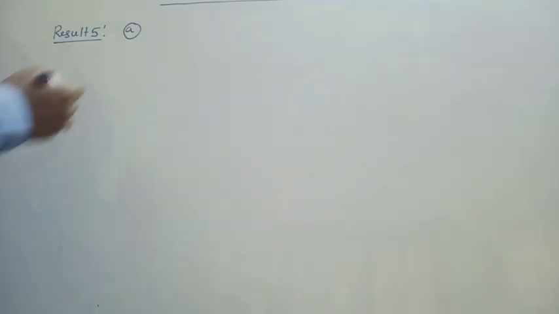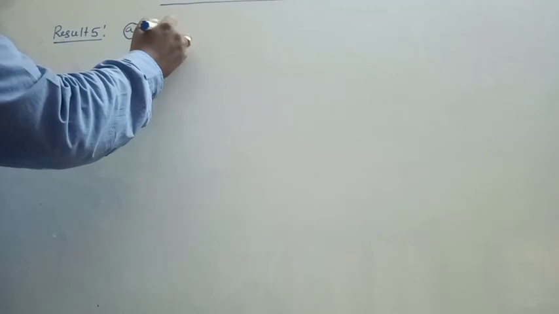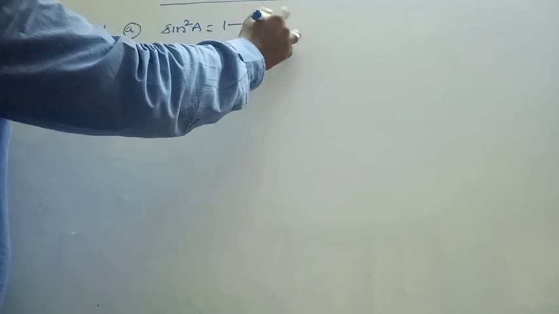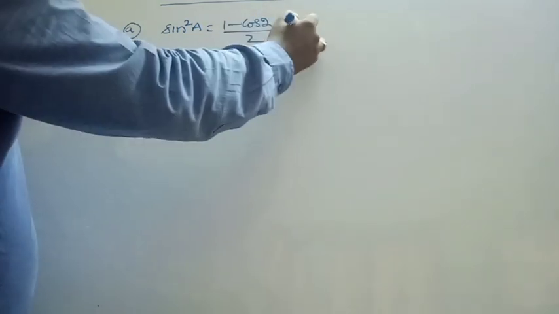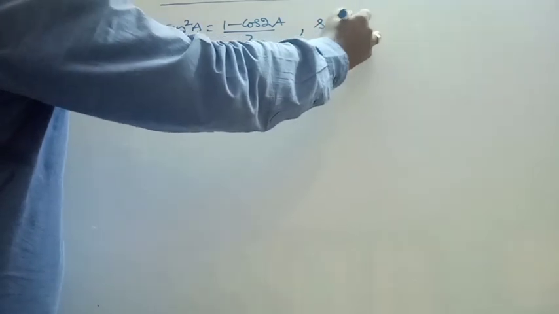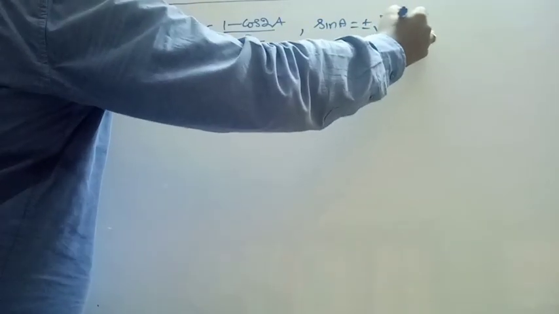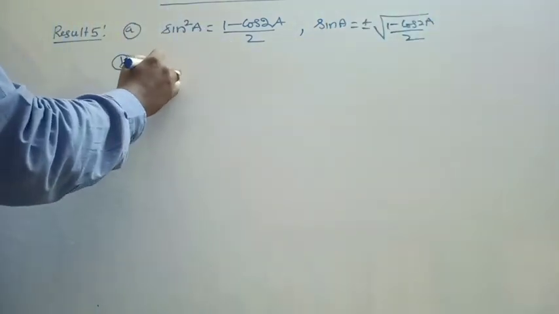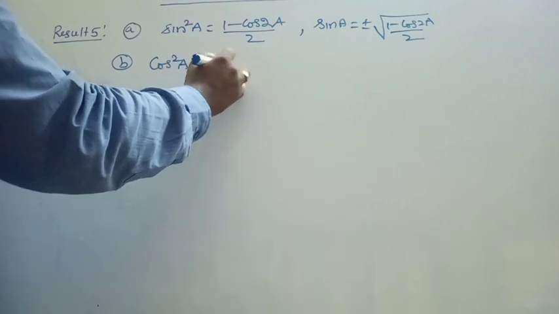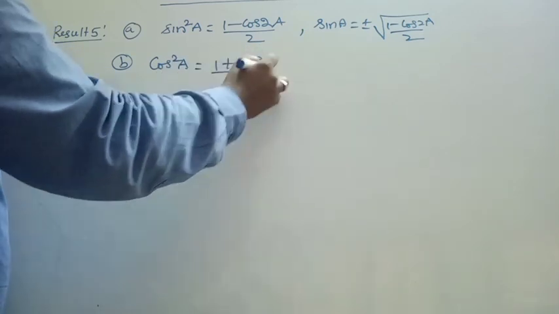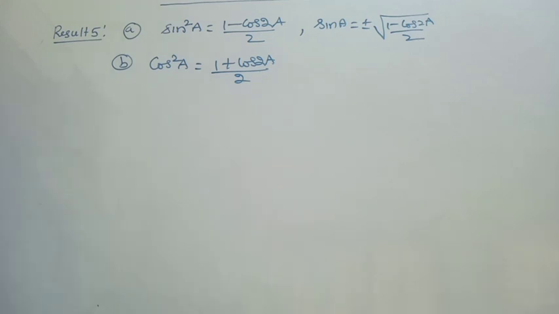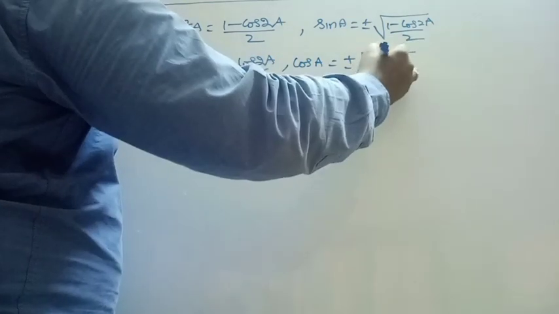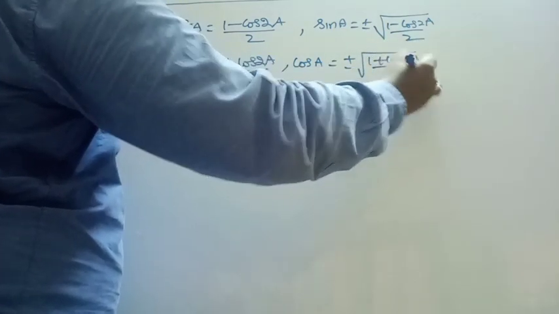Now result number 5, my dear students, we are having some other beautiful results. Number 1 (a): sin square a is equal to 1 minus cos 2a by 2, and from this sin a is equal to plus or minus root over 1 minus cos 2a by 2. And (b): cos square a is equal to 1 plus cos 2a by 2, so cos a is equal to plus or minus root over 1 plus cos 2a by 2.